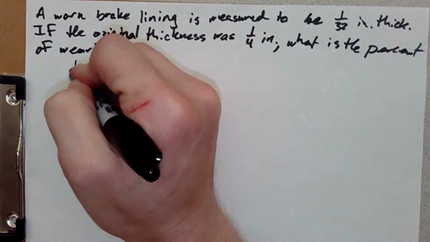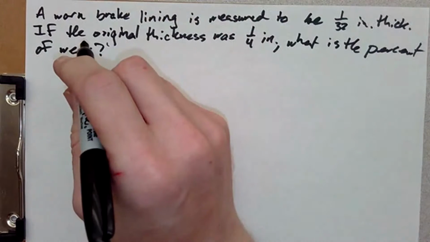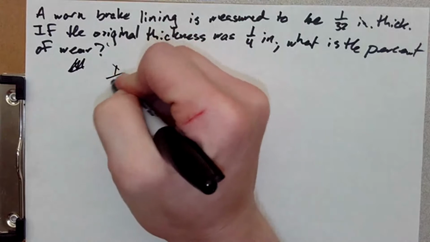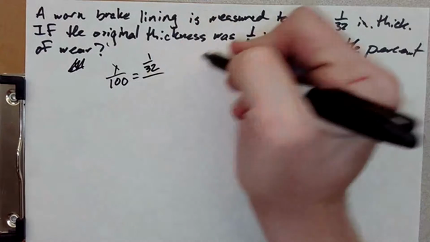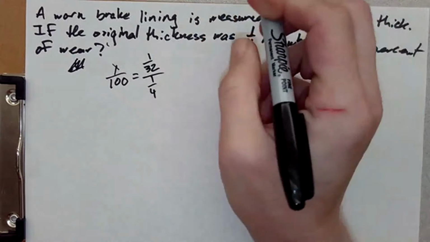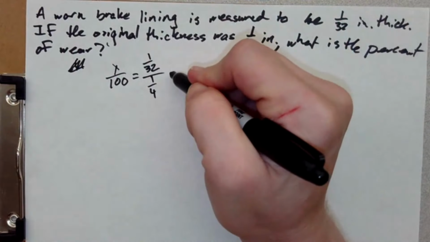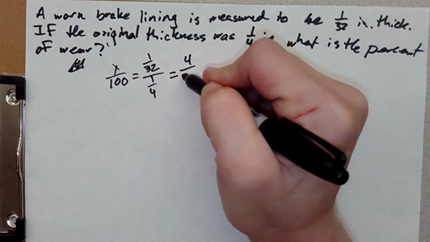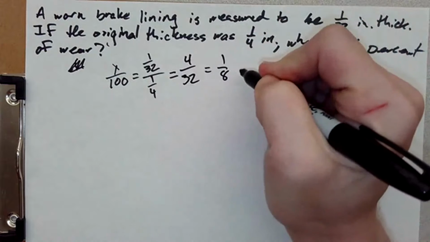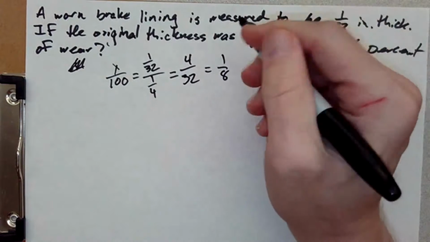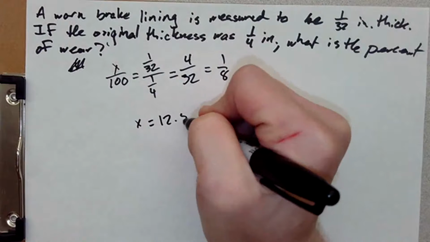So we've got x over 100 equals 1/32 over 1/4. But that's the same as 4 over 32, which is 1/8. Okay, well, we can multiply that times 100. X equals 1/8 times 100 is 12.5%.